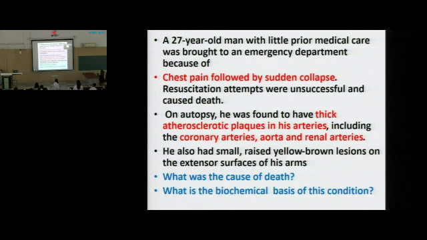A 27-year-old man with no prior medical care was brought to an emergency department because of chest pain followed by sudden collapse. Resuscitation attempts were unsuccessful and he died. On autopsy, he was found to have thick atherosclerotic plaques in his arteries, including the coronary arteries, aorta, and renal arteries. He also had small, raised, yellow-brown lesions on the extensor surfaces of his arms. Again, this is a case of atherosclerosis. You are seeing that the aortas are thick. So we have to understand the basis of why this atherosclerotic plaque develops.